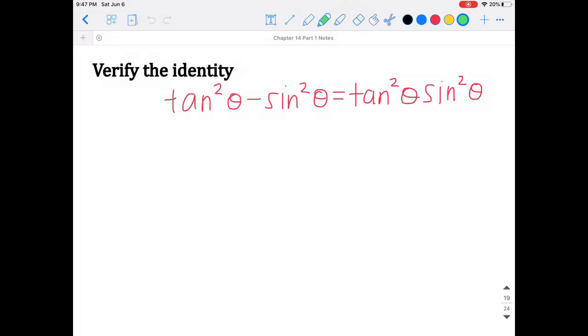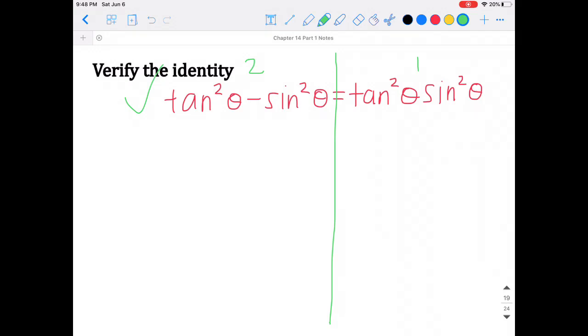So for our next one, we're going to verify the identity of tan squared theta minus sine squared theta equals tan squared theta sine squared theta. So again, we're going to split this equation down the middle, and we're going to look at our sides to figure out which one we want to simplify. So on the left, we have tan squared theta minus sine squared theta. We have two terms here. On the right, we have tan squared theta times sine squared theta, so we only have one term here. We're usually not going to want to transform multiplication into subtraction, so we're going to choose the left side to simplify. We're going to use that subtraction, create a common denominator, and get it into one term.